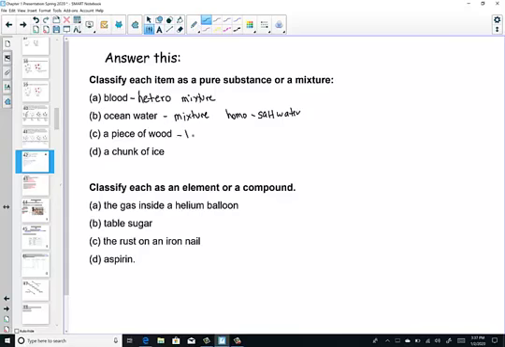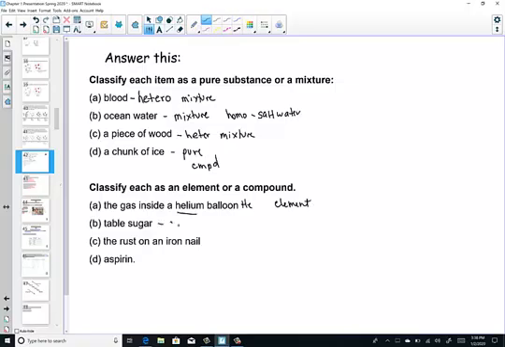A piece of wood is heterogeneous. I can see that, different composition throughout, especially if it has bark and the wood pulp and so forth. And a chunk of ice really is just, I would say, solid water, so that is a pure substance. It is a compound. The gas inside of a helium balloon, helium is an element. It has an elemental symbol, He.